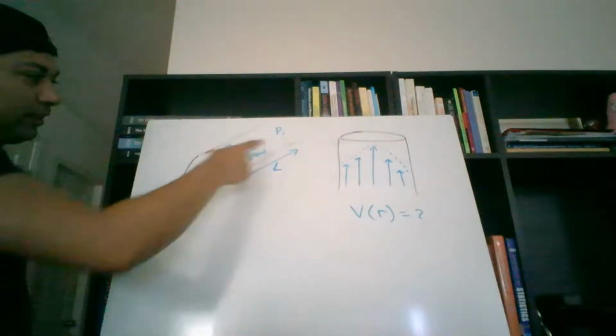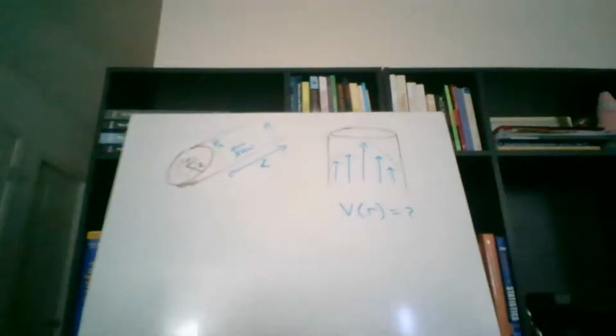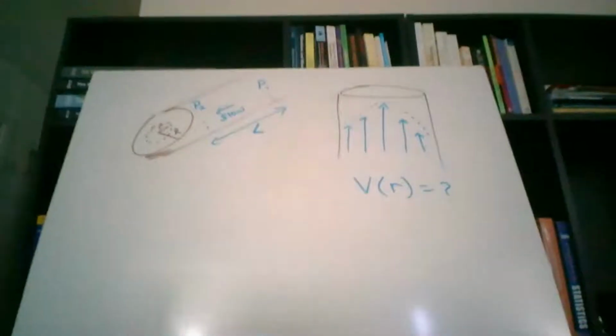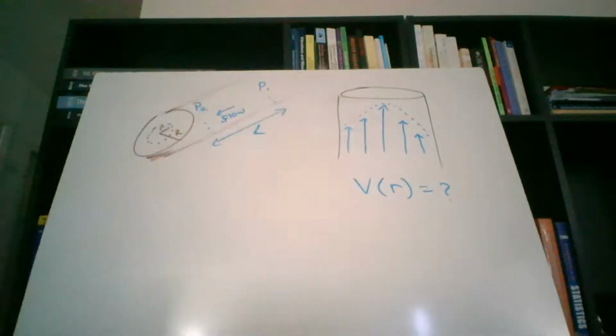You've got a faucet, a pipe. This is a pipe, and water is flowing through there. So water is going to flow from high pressure to low. It's going to move in this direction, this way.